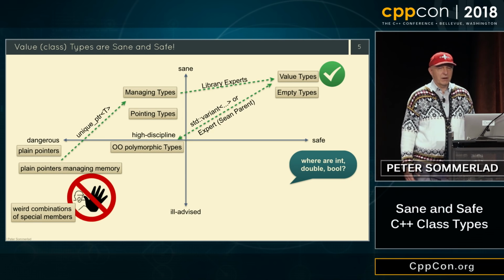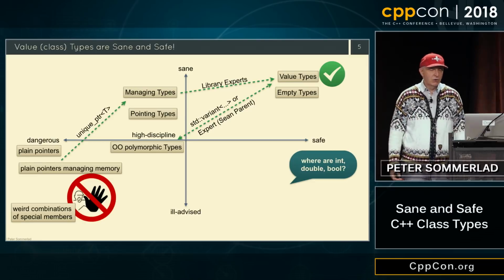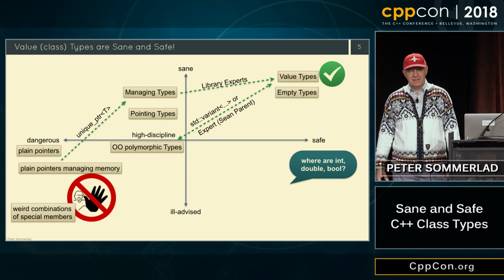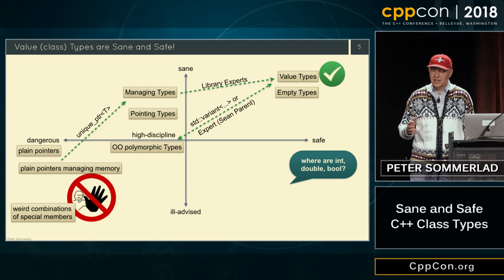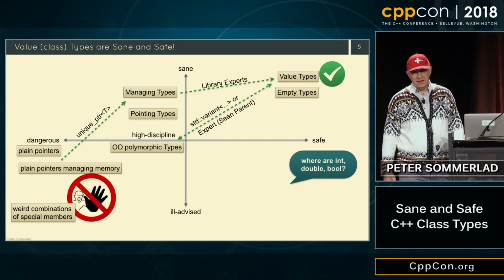And there are other things like pointing types, which include references, string view, and span, which also require very high discipline. They can be quite sanely used, but only if you apply that high discipline and don't do insane things with them.